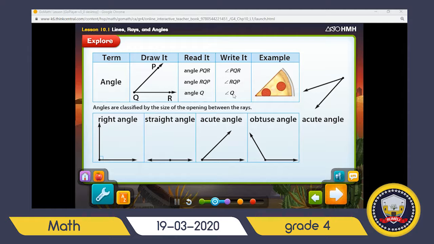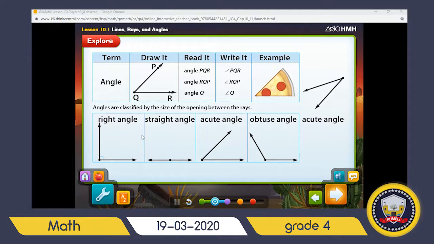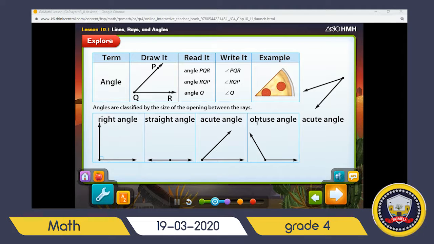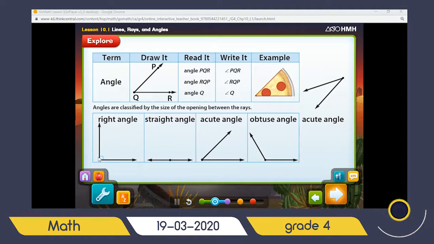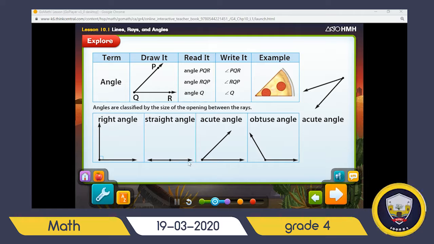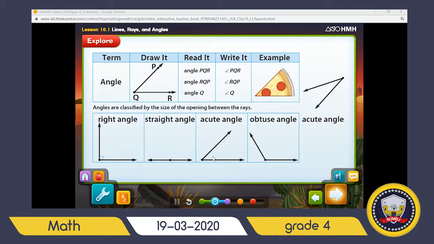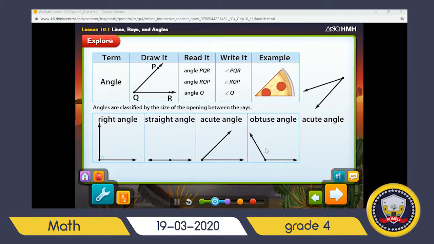So yesterday we talked about four different angles: right angle, straight angle, acute angle, and obtuse angle. So a right angle is represented by a square in the middle here. A straight angle looks like a line. An acute angle is an angle less than a right angle, and an obtuse angle represents an angle greater than a right angle.